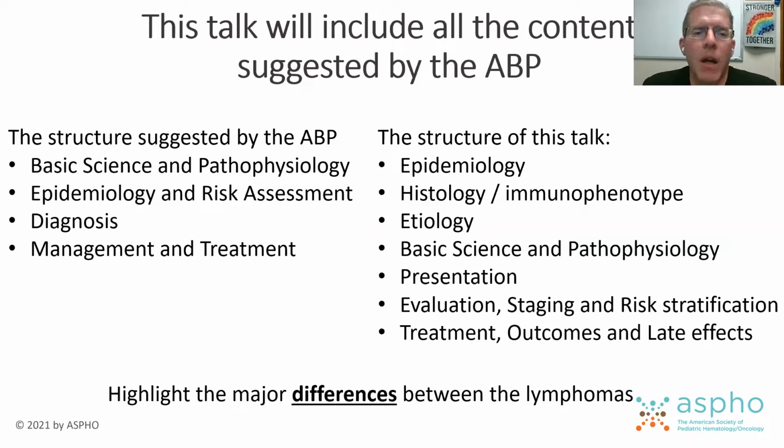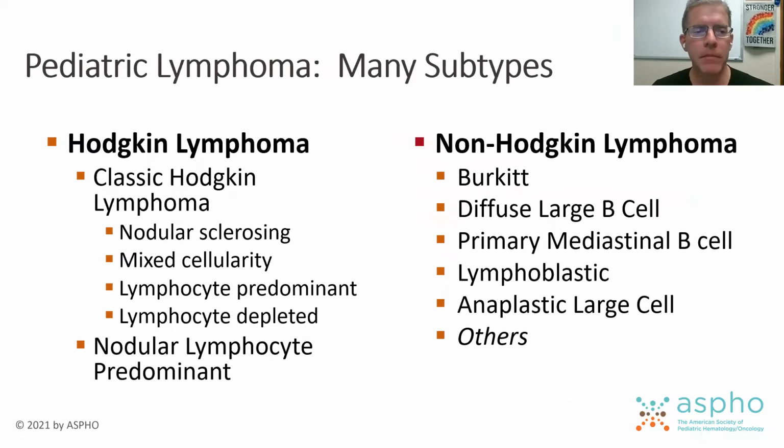As you can see on this slide, we are going to include all of the content suggested by the ABP. The structure suggested by the ABP is on the left. The format of this talk is on the right. It's very, very similar and will be consistent between the different lymphomas. And my goal is to really highlight the differences between the lymphomas that would potentially be testable.